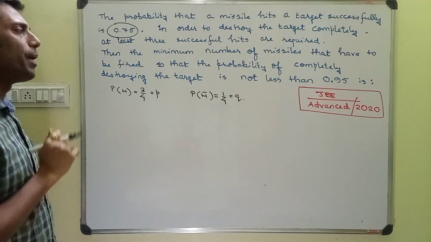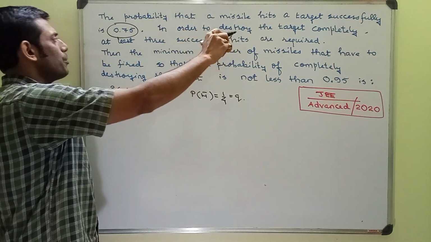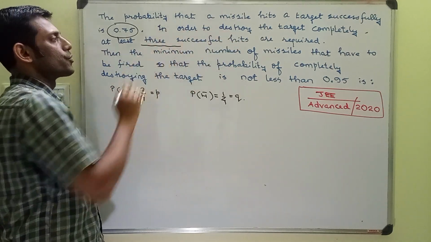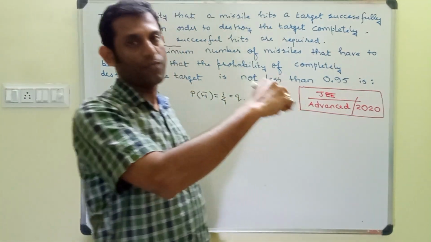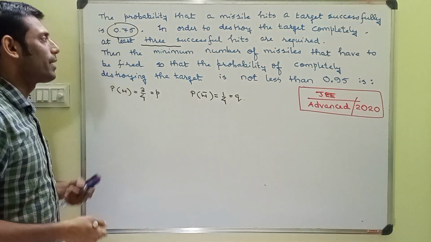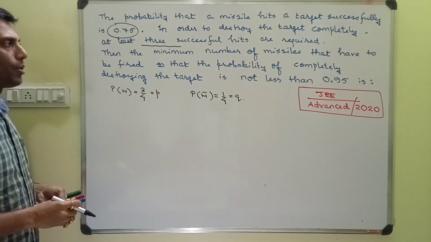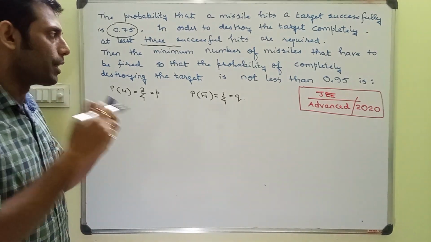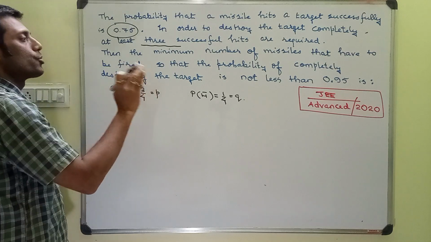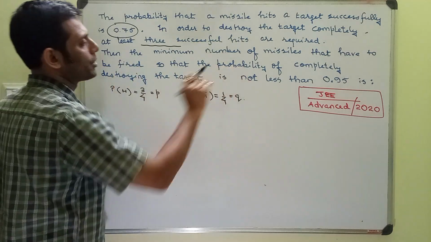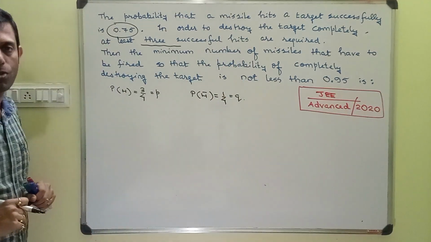This being a case of binomial probability, in order to destroy the target completely, at least 3 successful hits are required. At least 3, that is 3 or more: 3, 4, 5, 6 and so on. Now, if I fire n missiles, not all of them are going to hit the target. Then the minimum number of missiles that have to be fired, so that the probability of completely destroying the target is not less than 0.95. This is a complicated sentence.